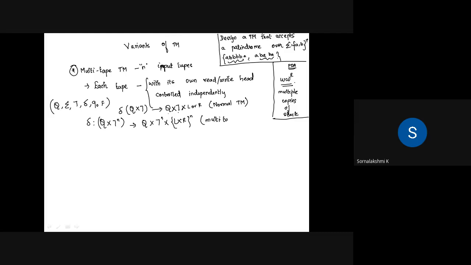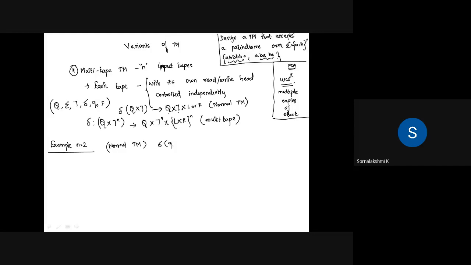This transition function definition is for multi-tape. Now let us consider an example of n equal to 2. I'll have 2 tapes with me. Okay, so first, a normal Turing machine. How do I write the transition function?